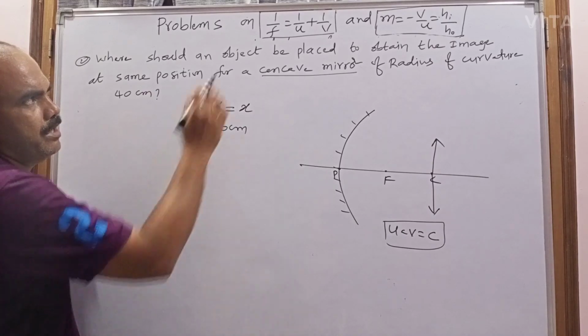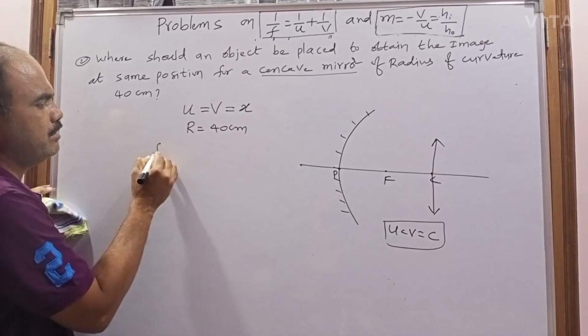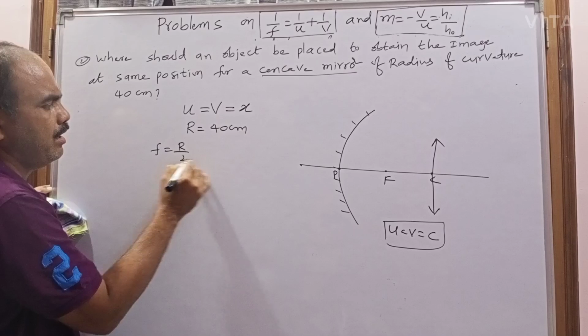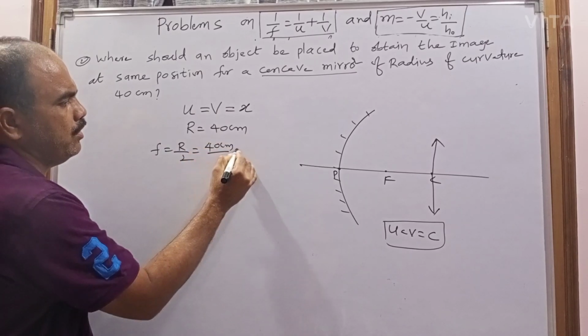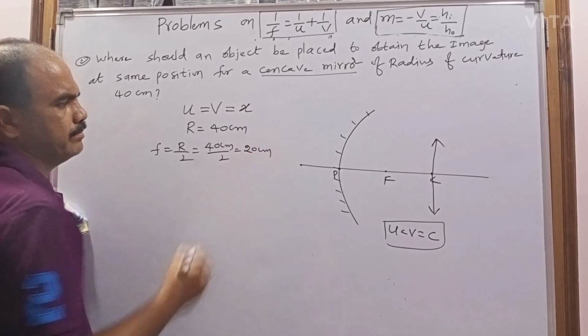But to use the mirror formula, you have to find the focal length. What is the focal length formula? F equal to R by 2. So R is 40 centimeter by 2. How much? 20 centimeter.